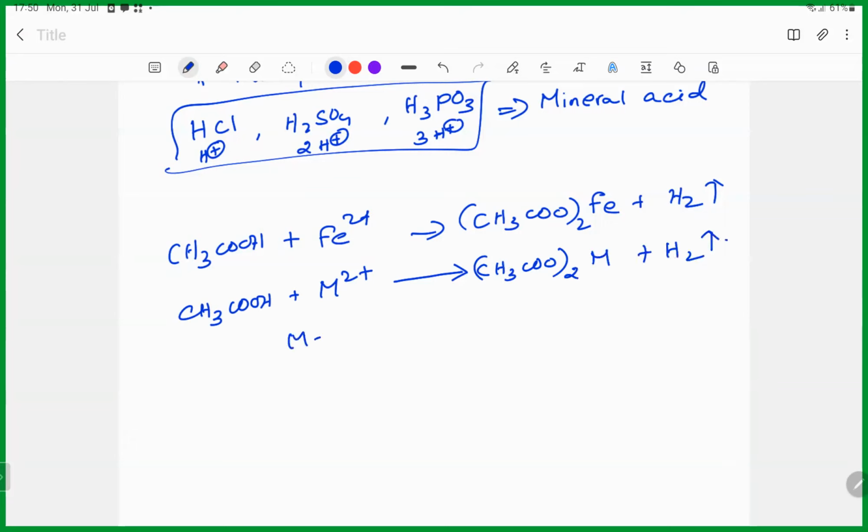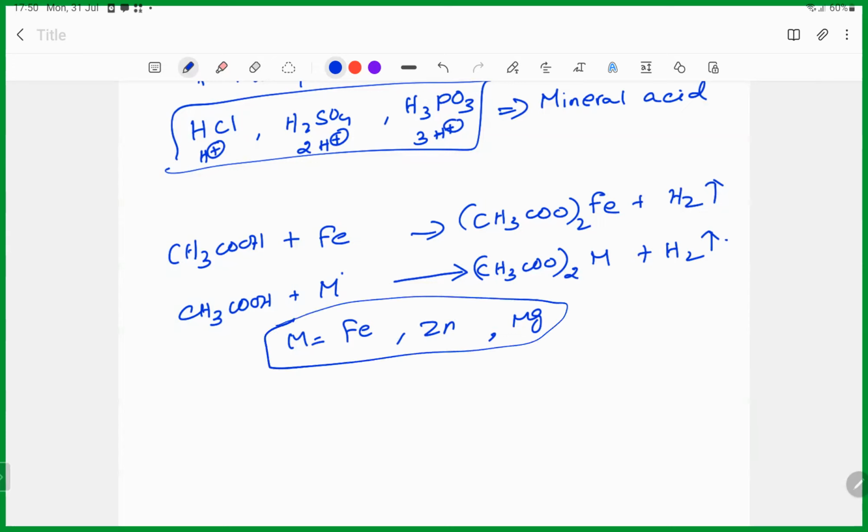So the metals become iron, zinc, and then magnesium. So this will be the equation. We already saw this in acid-base, same reactions. They are called acetates, metal acetate, and then hydrogen gas.